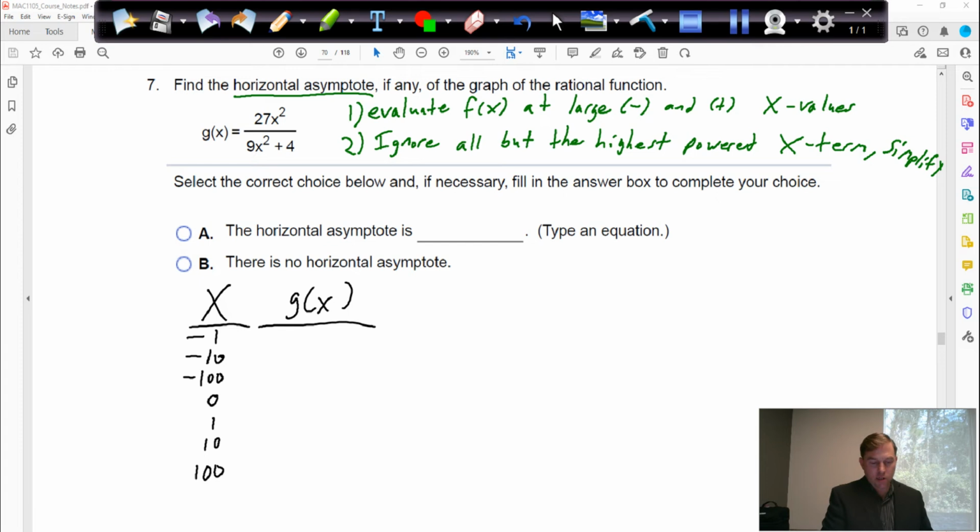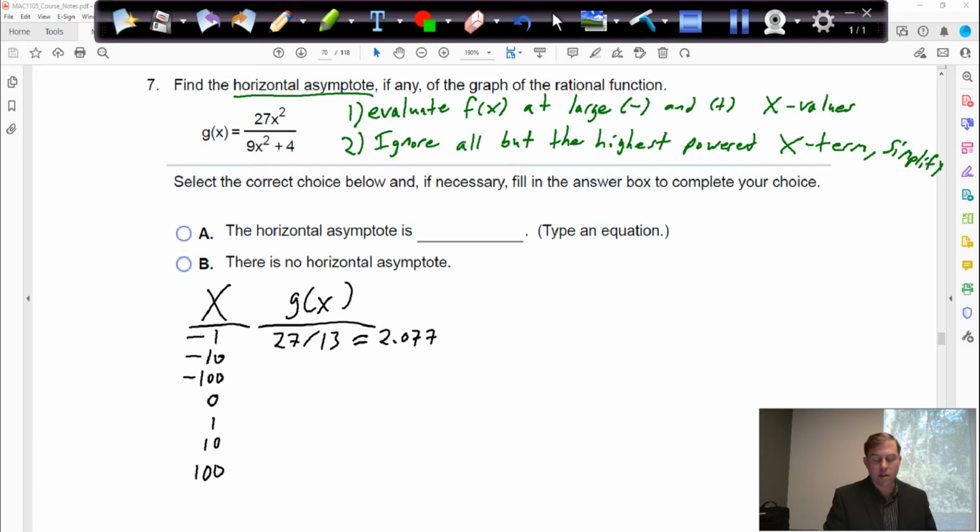If you plug minus 1 into this, you get minus 1 squared, which is still 1, times 27. You get 27 on top. And then you get 9 times x squared, which is minus 1 squared, so it becomes positive, so it's just 9 times 1, which is 9, plus 4, which is 13. So you get 27 over 13, which is approximately 2.077.